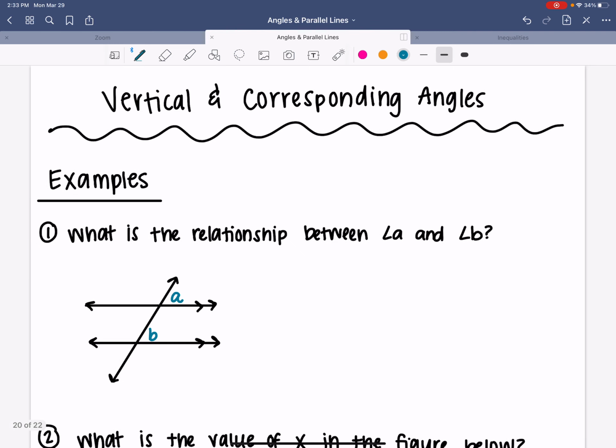Let's do some examples. So what is the relationship between A and B? Well, A and B, again, if you think about their location, they're in the same location, just in their different intersections. So A and B would be corresponding.